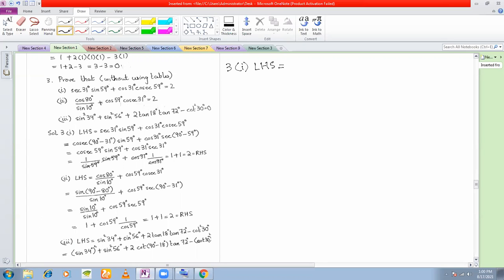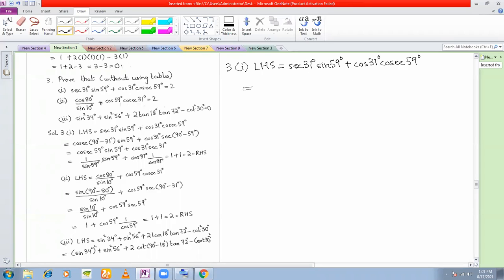Normally, in 90% of the problems you see, if you start from the left hand side, you'll get the answer. So sec 31 degree sine 59 degree plus cos 31 degree cosec 59 degree. You need to prove that this is equal to 2.